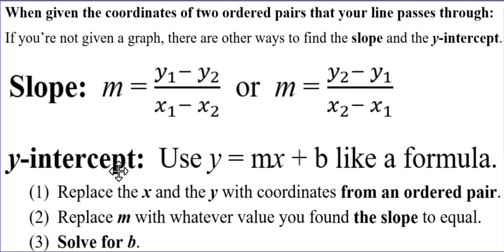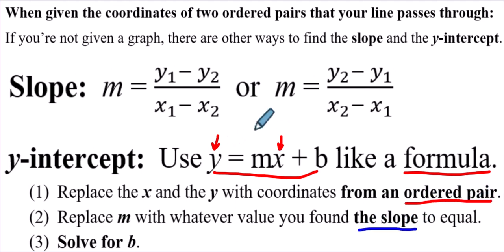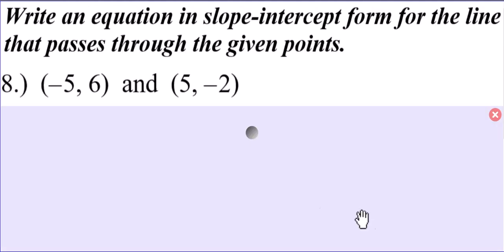And we can actually get the y-intercept by using slope-intercept form itself. Use it like a formula where you substitute everything in that you can. You'll substitute a number in for the x and in for the y, and you'll get those from an ordered pair. And then the slope, you will substitute that in for the m, and that will just leave one variable left over that you'll solve for. You'll actually solve for the b. Let me show you what I mean.